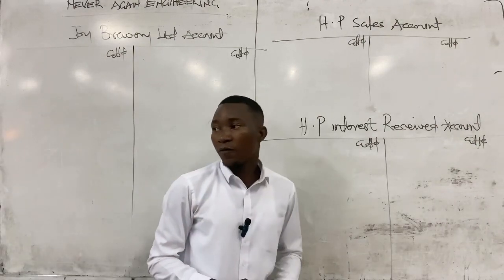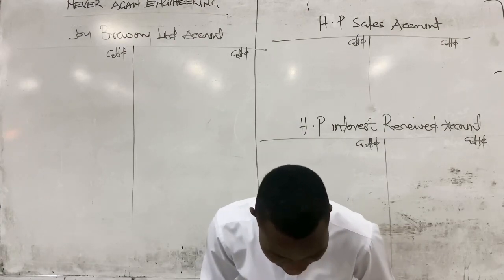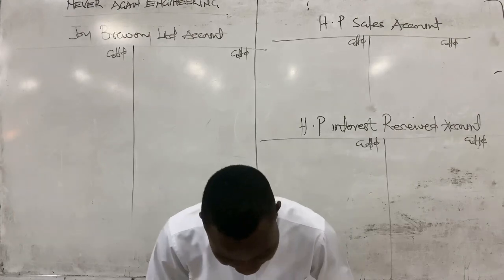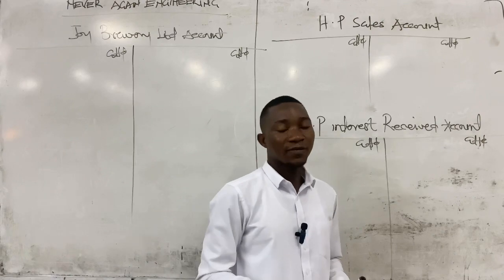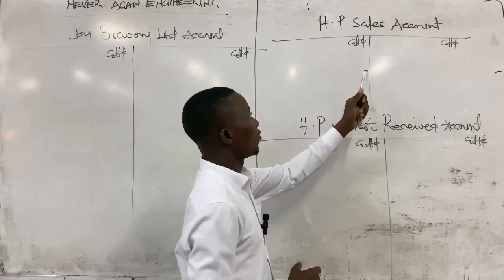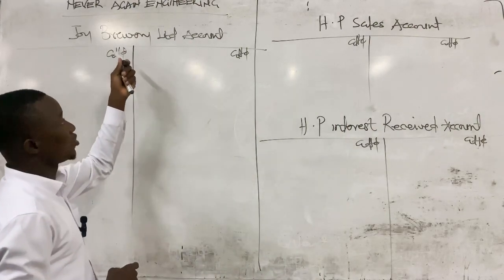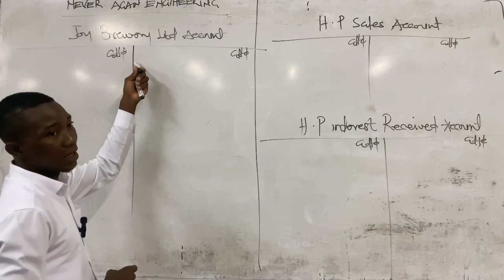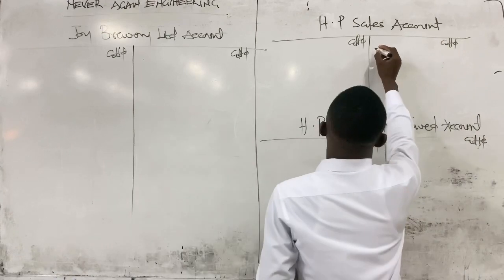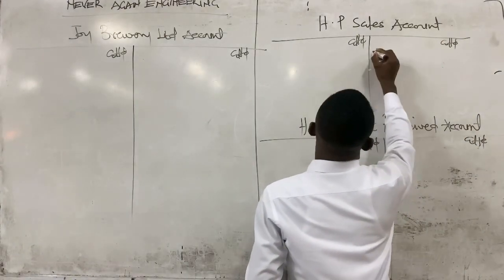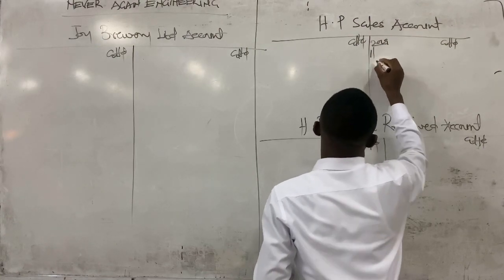All right, so from the question, the list price of the packaging line is 54,000. So the item is being sold at a cash cost of 54,000. So we will credit the hire purchase sales account and debit Joe Limited account, because Joe Limited here becomes the hire purchaser, that is the debtor to Never Again Engineering. So that is on 1st of January, 2019.